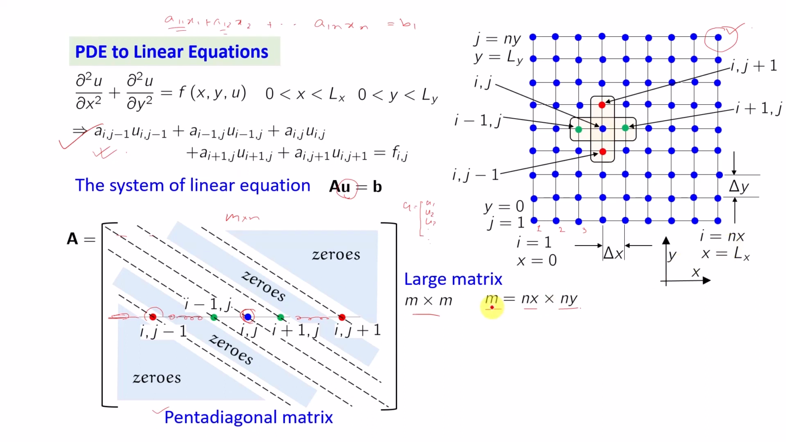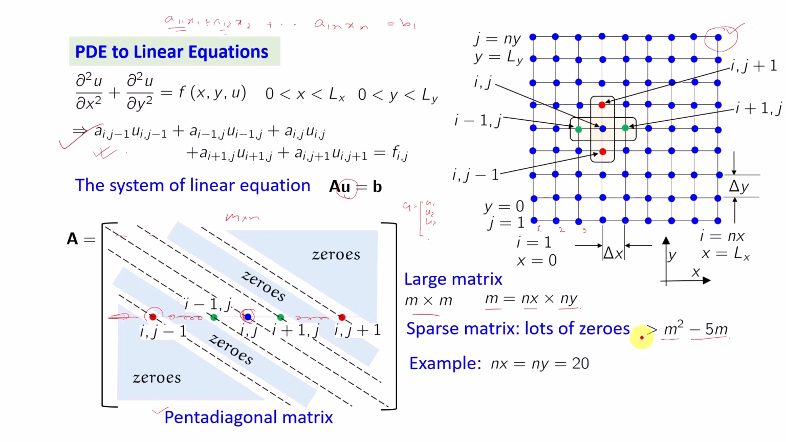However, the good thing about this matrix is it has plenty of zeros. It is full of zeros. How many zeros? You can see that it has only 5 diagonals which are non-zero. So at max, you will get 5m non-zeros, so m squared minus 5m will be zeros, or more than that will be zeros. So plenty of zeros.